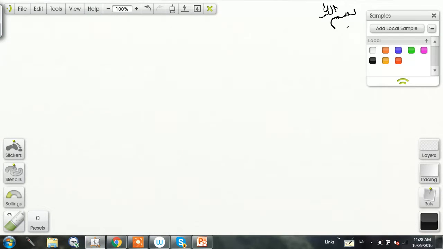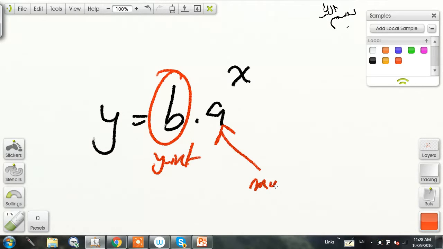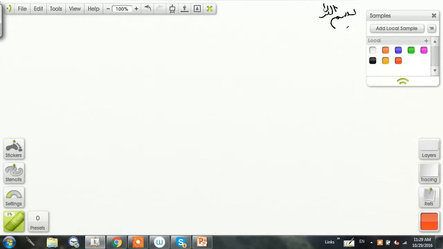Alright, so now you understand. So this is the general formula for exponential function. This is the y-intercept, and that's the multiplier. Okay, what about the multiplier? What does that even mean? Okay, now I'm going to explain that to you. What is this multiplier business?